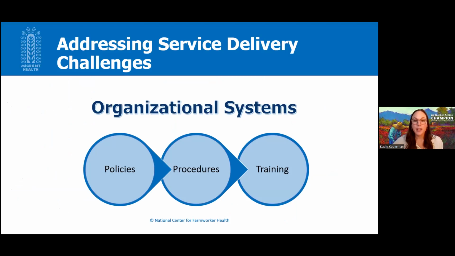So we recognize that there are service delivery challenges and other systems barriers that can stand in the way of providing these great outreach and enabling services. There are three main organizational systems that we think lead to overcoming those barriers and are essential to have in place within your organizations. And these include policies, procedures, and training. There are many things to consider when addressing these challenges, but some things to ask yourself are, how long are your wait times? Do you need more capacity or training?